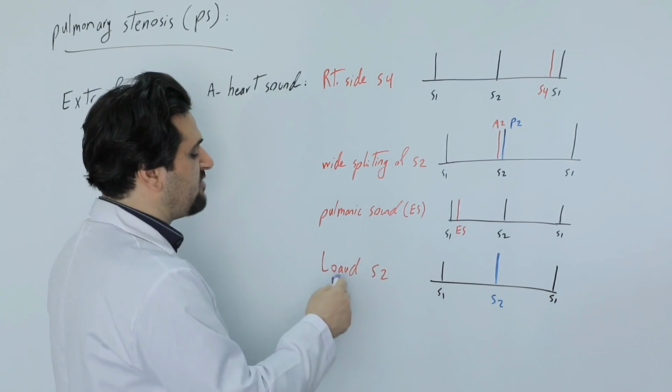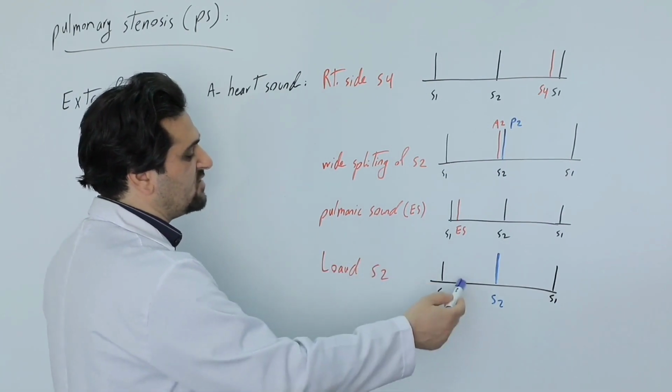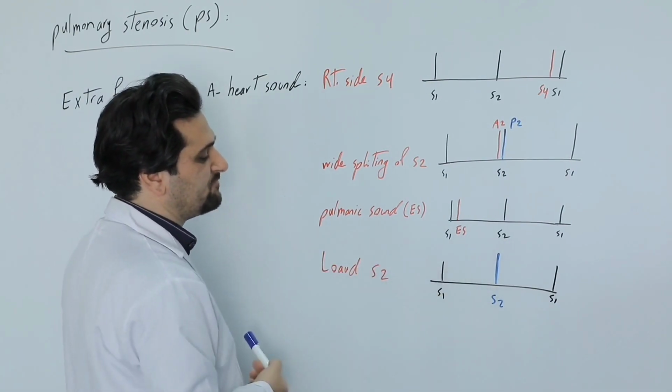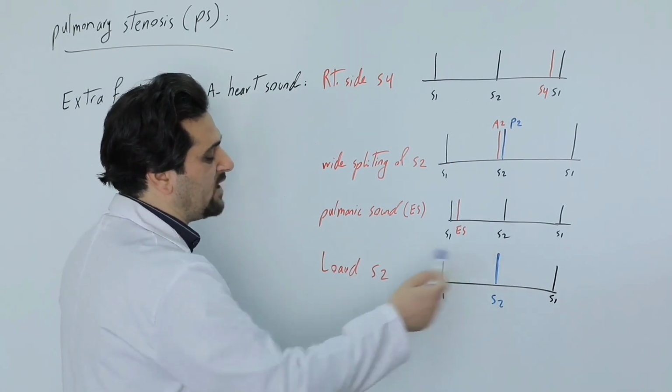The next abnormality is loud S2. This means the second heart sound is heard more loudly, and the reason is that P2 is louder.